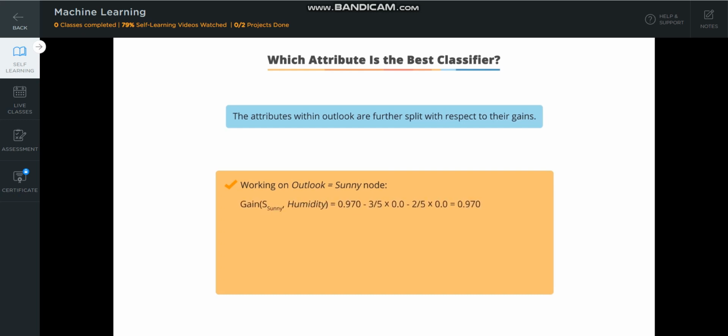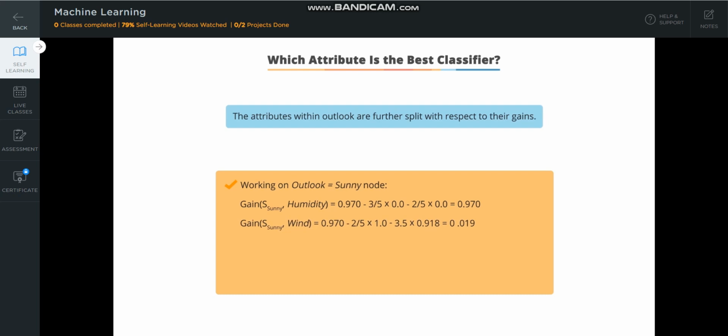Gain of S sunny, humidity is equal to 0.970 minus 3 over 5 into 0.0 minus 2 over 5 into 0.0, which is equal to 0.970.